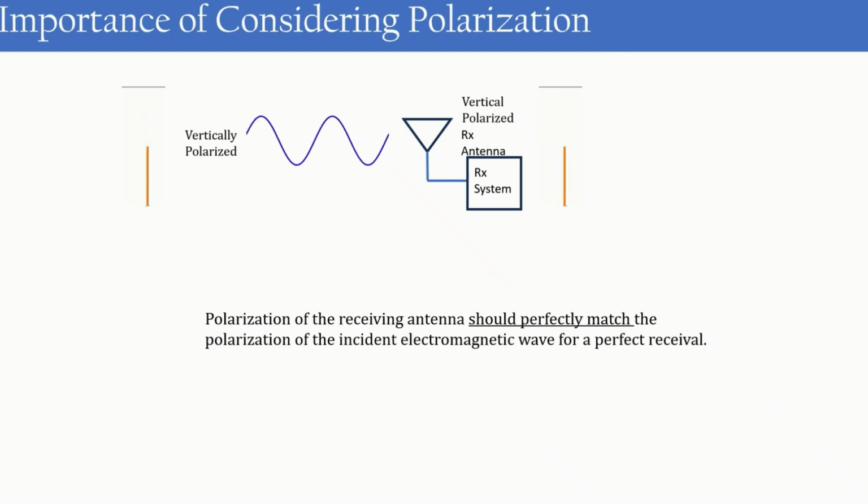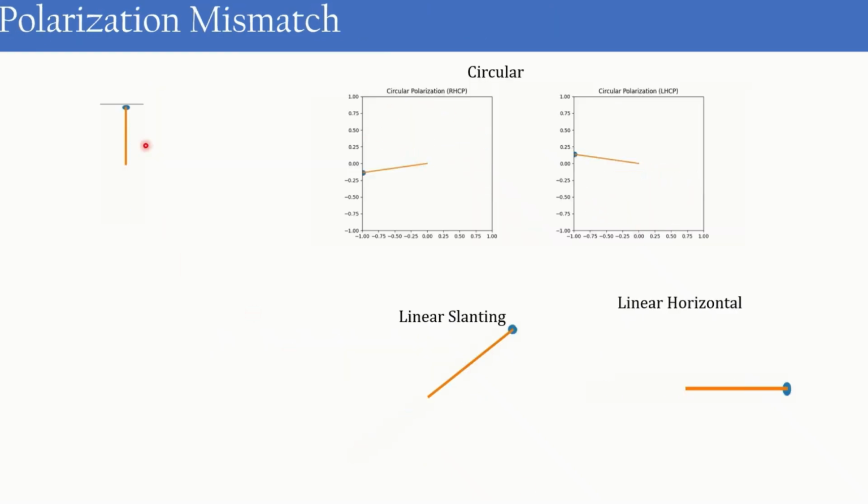And let's consider if that is not the case, if our receiving antenna is vertically polarized and other types of signals are incident on it. This is my receiving antenna system. These sorts of incident waves may be incident on this receiving antenna: right hand circularly polarized, left hand circularly polarized, linear slanting, or linear horizontally polarized waves incident on this vertically polarized antenna. Let's see how it will interact and how much power this antenna can receive.